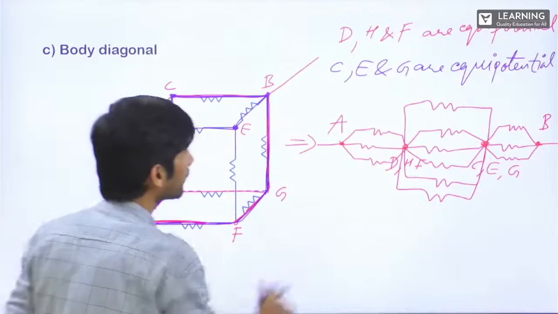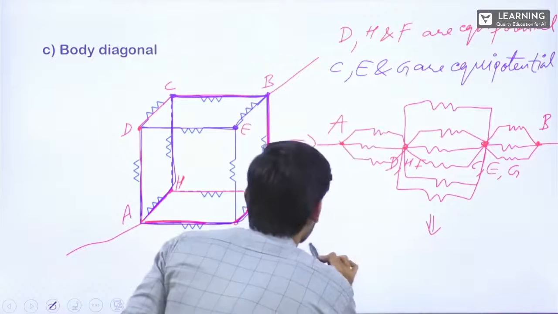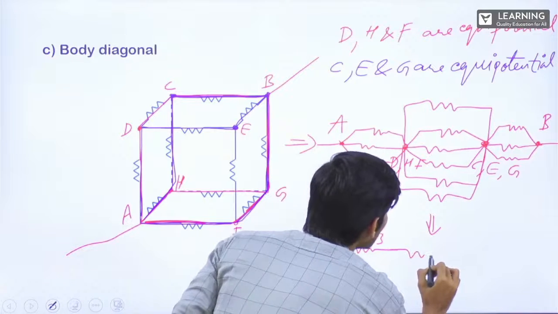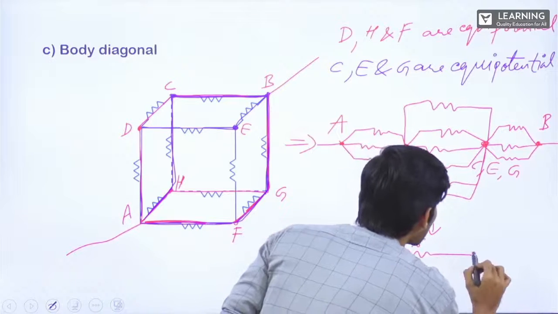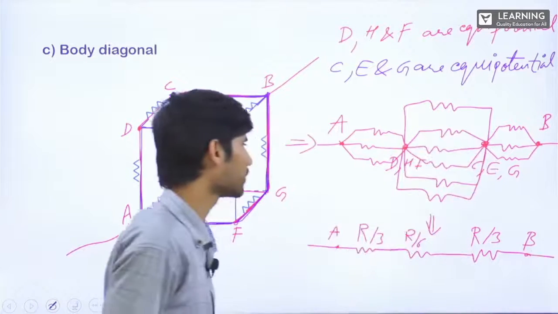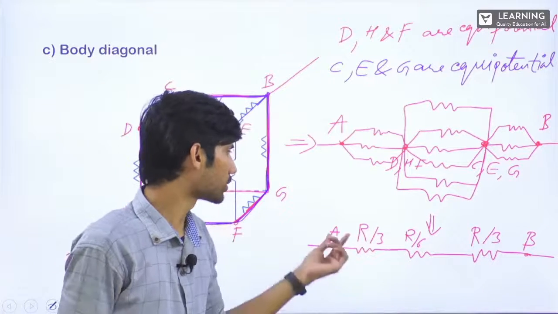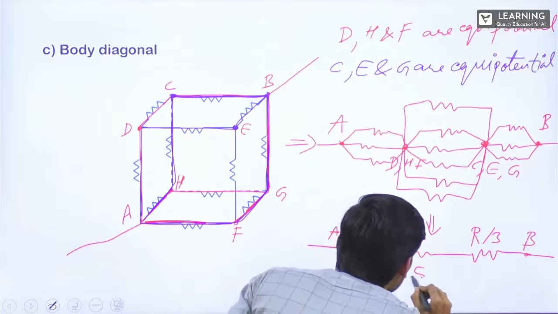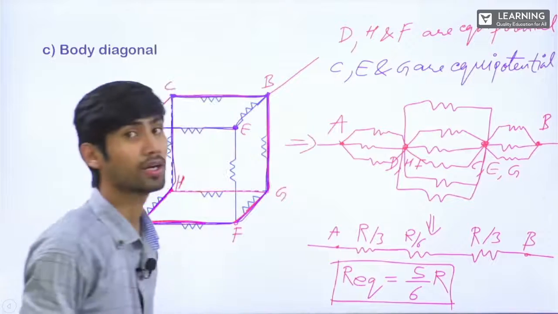What will happen? These all are R. So this will be point A. This resistance will be R by 3. This resistance will be 1, 2, 3, 4, 5, 6, R by 6. This resistance will be R by 3. And this is terminal B. Just join all these, R by 3 plus R by 3 plus R by 6. 2R by 6, 2R by 6. 2, 3, 4, 5, 5R by 6. R equivalent will be 5R by 6. Clear? Understood? This was easy?